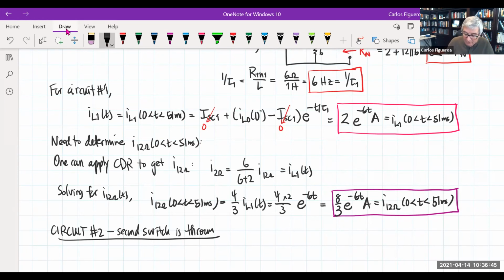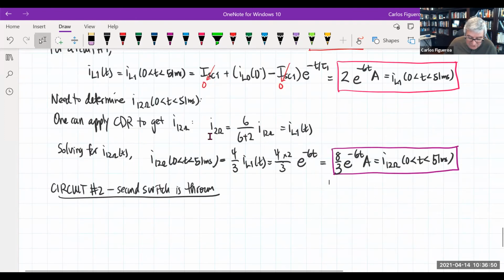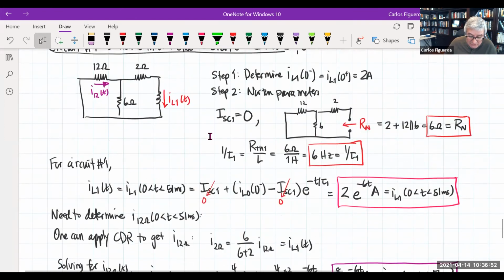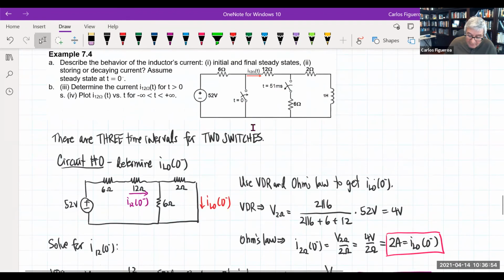Thank you. Okay, so now what I have here is that the switch is thrown. So let's go look at the circuit now. So this is gone over here. If I throw this switch, look what I'm adding here. I'm taking away the 6 ohm resistor.